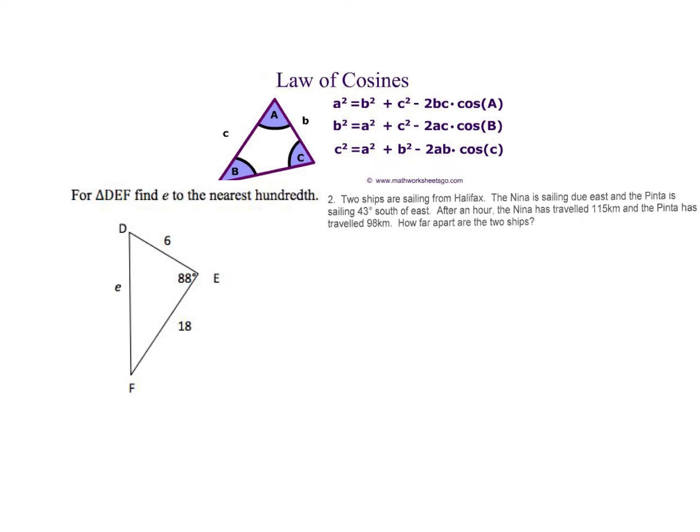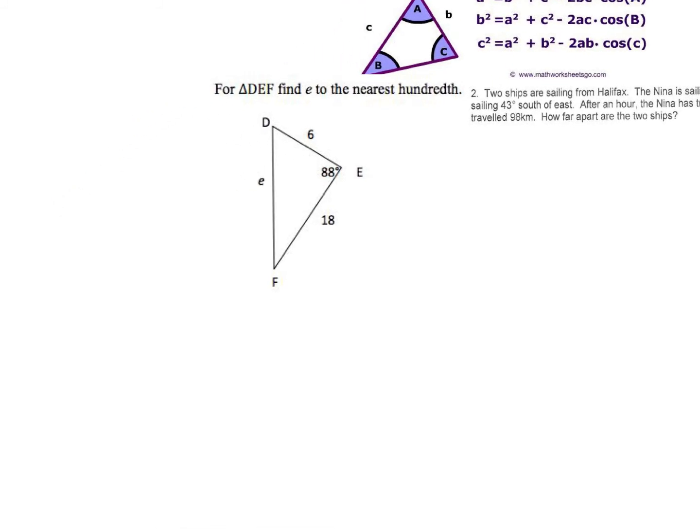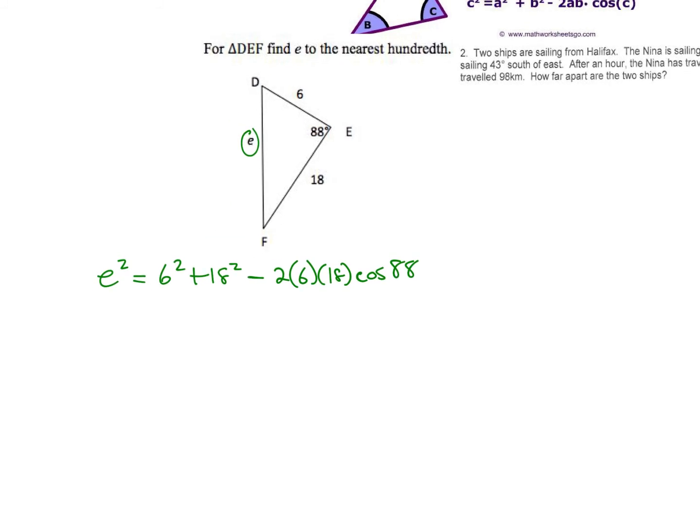So let's take a look here. We want to find E. So we're back to law of cosines. We're trying to figure out E. Well, we know that E squared is going to be equal to 6 squared plus 18 squared minus double 6 times 18 times the cosine of 88 degrees. So now this is just a lot of order of operations. Okay, so 6 squared, 36. I don't know why I put the equal sign there. That does me no good.